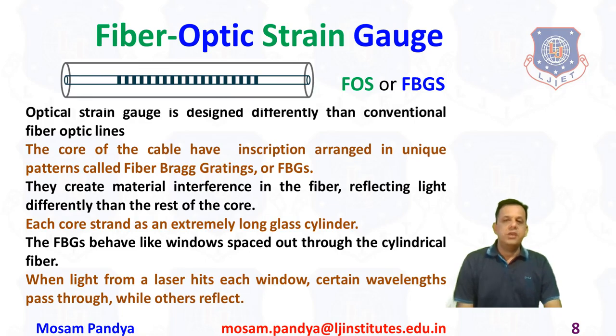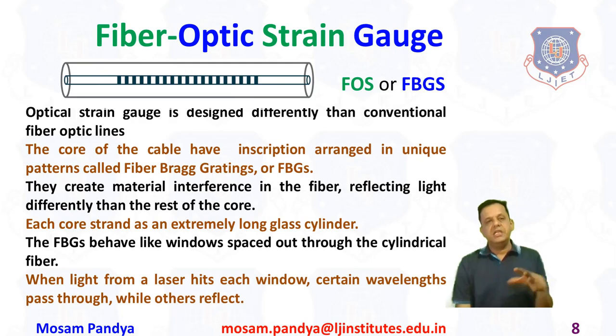Which is actually known as FOS or FBGS. The optical strain gauge is actually designed differently than the conventional fiber optic strain gauge. It is not like we took one light and one pipe and we are just measuring the strain, but it has a little bit different pattern. And one very important word is Bragg frequency or Bragg grating. Fiber Bragg grating. You remember it is FBG, and this will create interference.